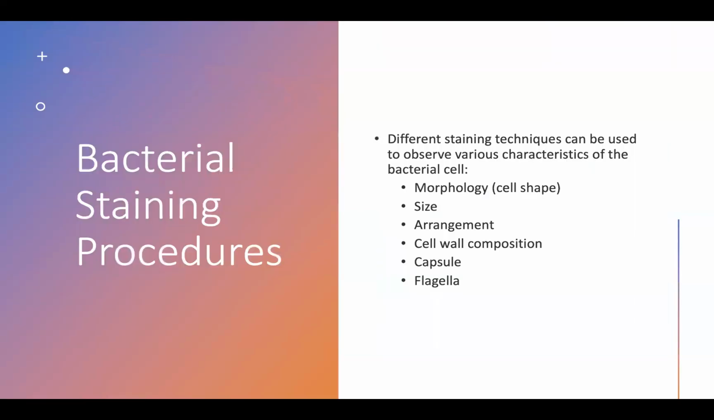So anyway, bacteria staining procedures. Why do we do these? Different staining techniques can be used to observe various characteristics of our bacteria cells. Again, morphology, we can see our size better. We can see the arrangement a little bit better. We can see the cell wall composition a little bit better. We can see other structures that may be present on the cell, such as the capsule and the flagella. What's the purpose of the flagella on the bacteria?